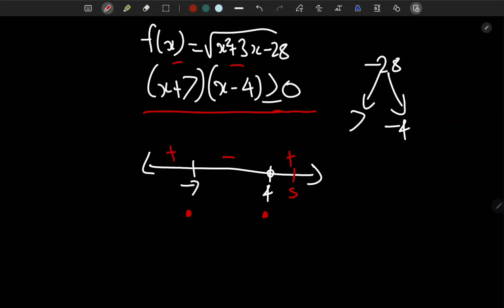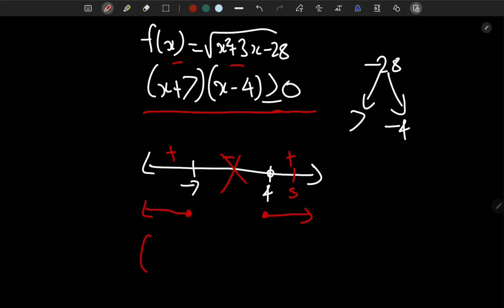And as we discussed before, we cannot have a negative inside the square root here. So the region between negative 7 and 4 is not included. The only regions included are these two regions, including negative 7 and 4. So now let's write the interval notation here.